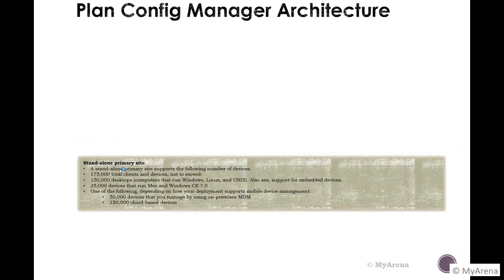Now this is very interesting. A standalone primary site can support up to 175,000 total clients, which should not exceed 150,000 desktops. This is a very important point to note: one primary site is in itself able to support up to 150,000 devices. And how many organizations would require more than that? 150,000 devices is quite a lot. So unless you need more than 150,000 devices, one standalone primary site is sufficient.